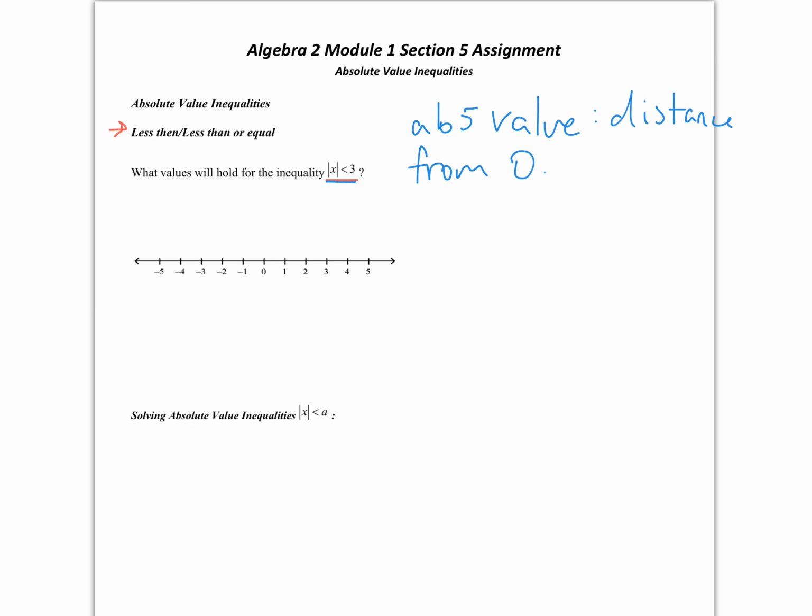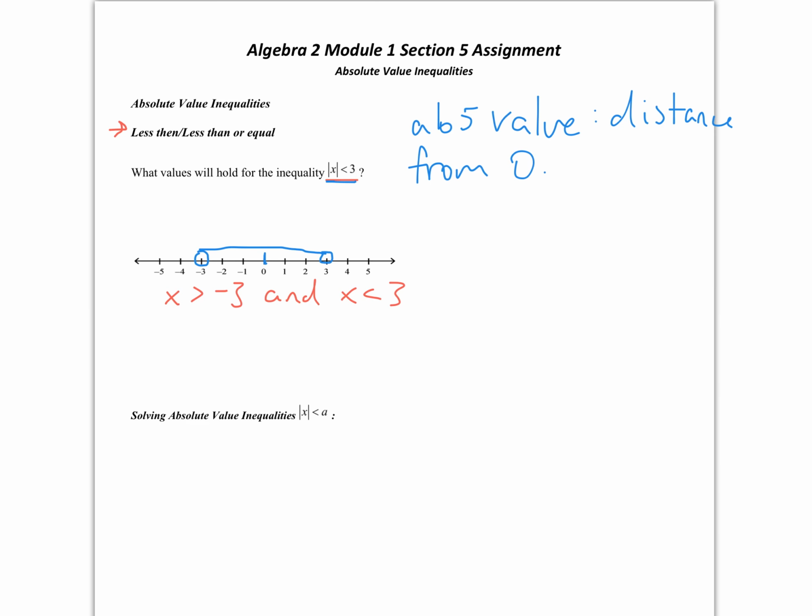So if I focus on 0, I could go 3 units to the right, and that's going to be less than 3, or I could go 3 units to the left. Anything in between here, if I judge from 0, is going to be less than 3 units away. If I pick 2, it's less than 3 units away from 0. If I pick -1, it's less than 3 units away from 0. So it's any solutions, really, where x is greater than -3 and x has to be less than 3.